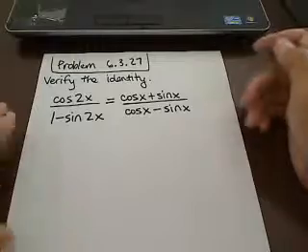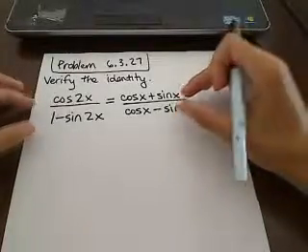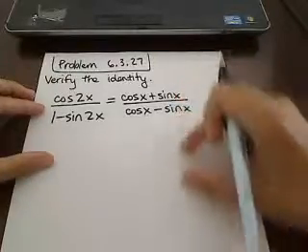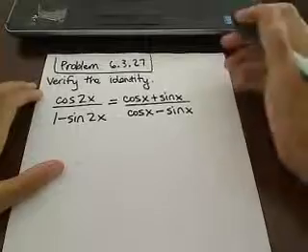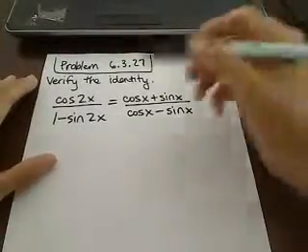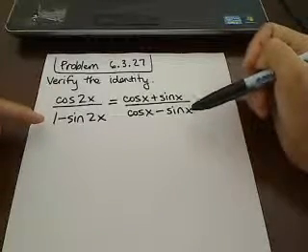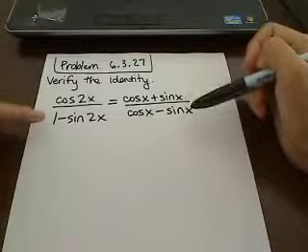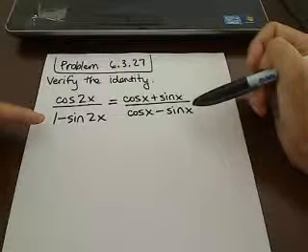When you're verifying the identity, what you're trying to do is take one or the other of the sides of the equation and manipulate it to make it look like the other side. Usually we just stick with working with one side and try to manipulate it into the other side. Very rarely will you actually work with both sides. If you try to work with both sides, you'll frequently find it becomes more complicated.